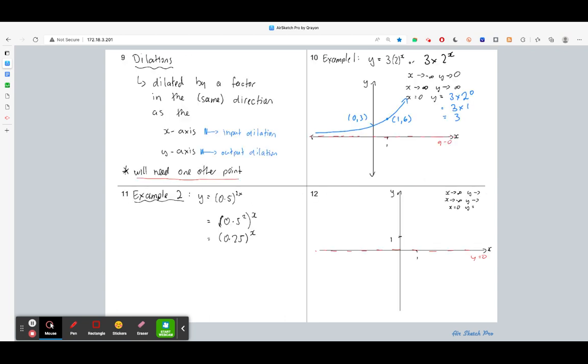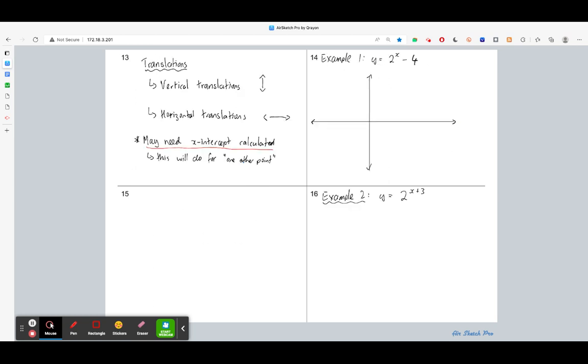So when I do that to this problem, I get a half squared to the power of x, which is 0.25 to the power of x. So in fact, if I've got a dilation of the x-axis like I have here, I can use my index rules to really just change the base, change the number inside, and then graph that instead. I don't think it's really covered in the course, so I just wanted to point that out, and then I'm going to move on.